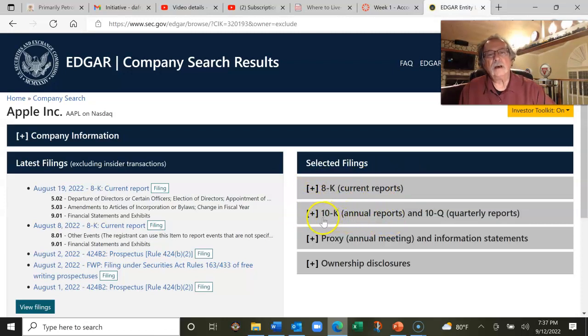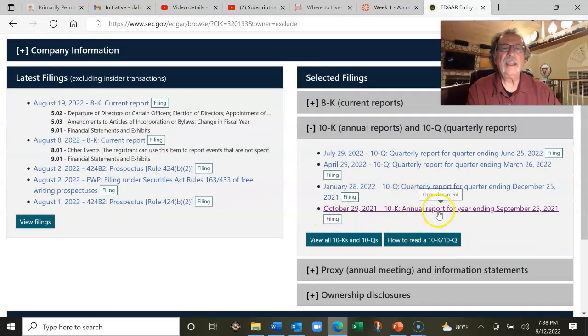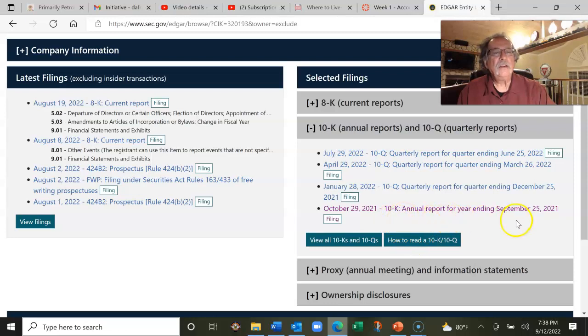And then the ones that we're most interested in are the financial reports, and those are the 10K reports, which are annual reports, and the 10Q reports, which are quarterly reports. So I'm going to click on that, and you can see that in October of last year, Apple filed its 10K for the fiscal year ending September 25th. So Apple's year does not go from January 1st to December 31st. It goes from September 26th through September 25th.